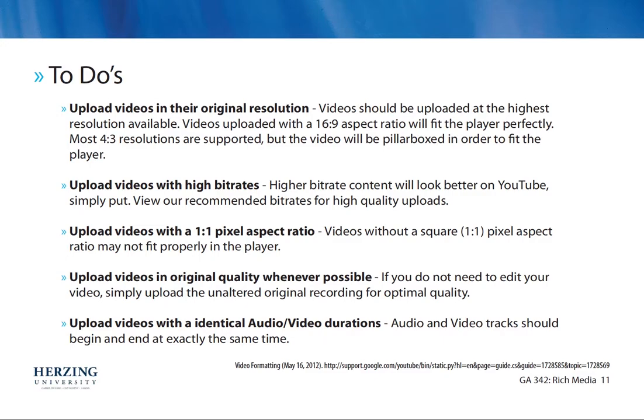Upload videos with high bit rates. Higher bit rate content will look better on YouTube, simply put. Upload videos with a 1:1 pixel aspect ratio. Upload videos in the original quality whenever possible. Upload videos with identical audio-video durations. Audio and video tracks should begin and end at the same time.